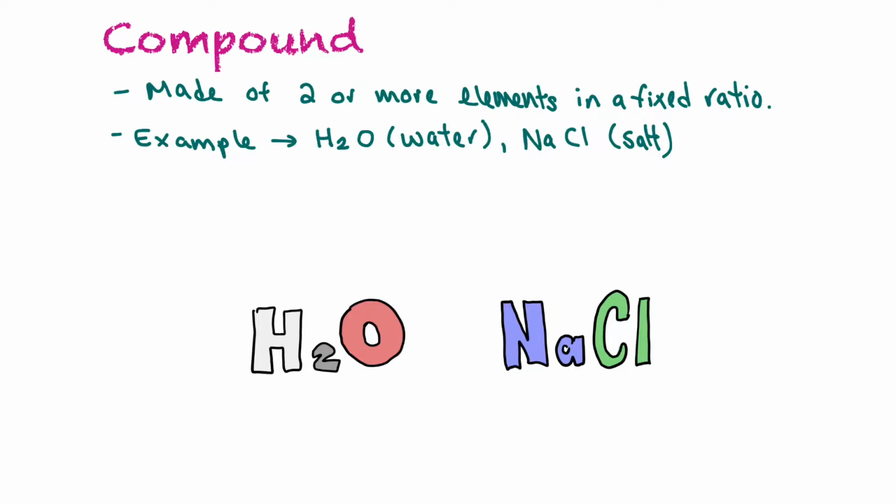Compounds are pure substances that are made of two or more elements in a fixed ratio. So for an example, water is H2O. Every water molecule has two hydrogen atoms and one oxygen atom joined together. So it is a pure substance. It's made of only one ingredient, but the elements are joined together in a fixed ratio, making them only one type of molecule. Another example would be sodium chloride, or NaCl, and that is salt that we like to sprinkle on our food to give it flavor.